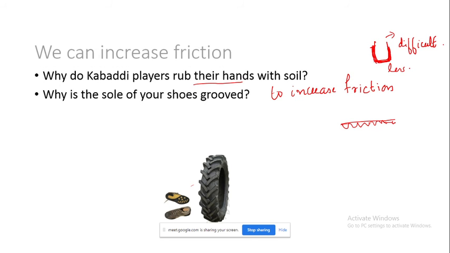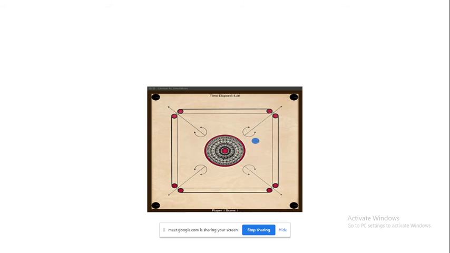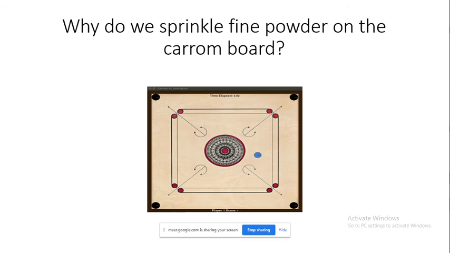Now, have you played this? Yes, ma'am. Yeah, this is carroms. Have you ever put some fine powder, something powdery on top of this so that it will go smoother? Yes, ma'am. Now, why do we sprinkle fine powder on the carrom board? To move smoothly, ma'am. To reduce the friction. Yes, now you are getting the point, to reduce friction. So that means we can reduce friction by using something, right?